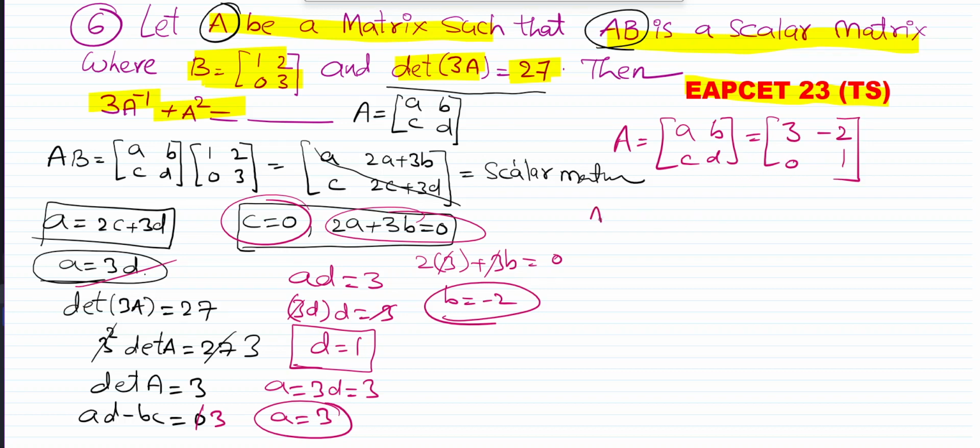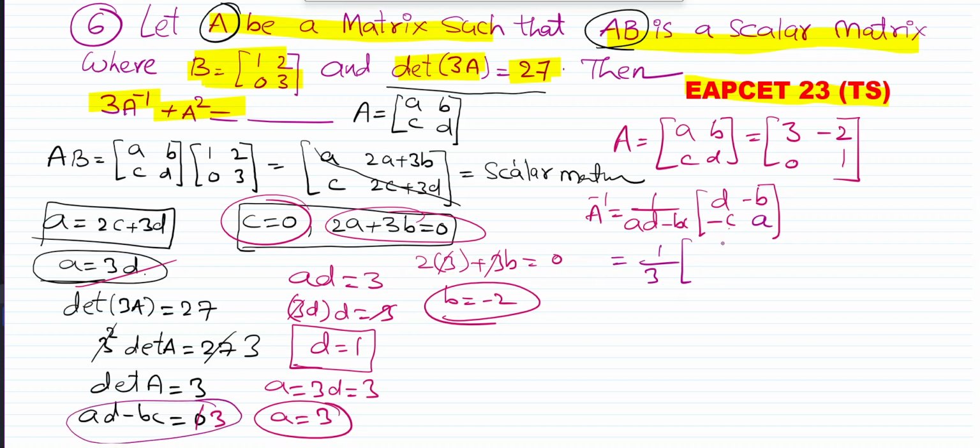Now find A inverse. We know that the formula for A inverse for a 2 by 2 matrix is 1 by AD minus BC into D, minus B, minus C, A. This is A inverse, D minus B minus C, A. Substituting 1 by AD minus BC, this value is 3. Here AD minus BC, this value is 3, and D is 1, minus B value, this is 2, C value 0, and A value is 3, this is A inverse.